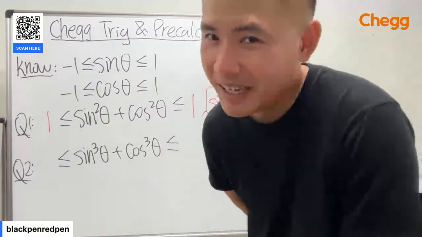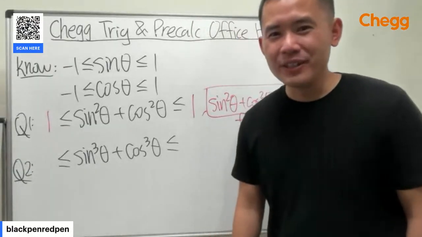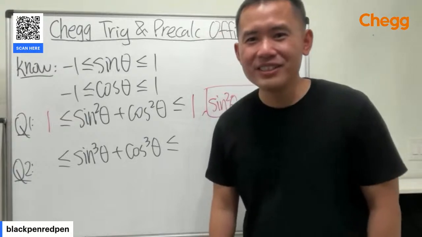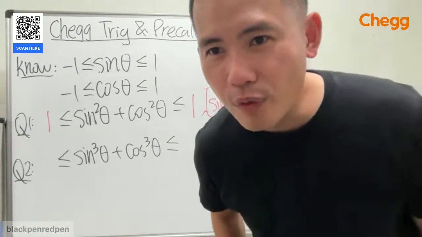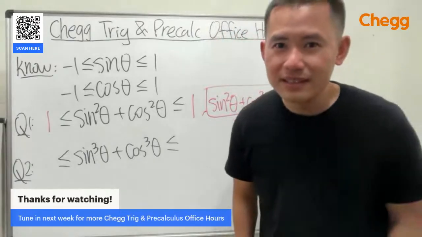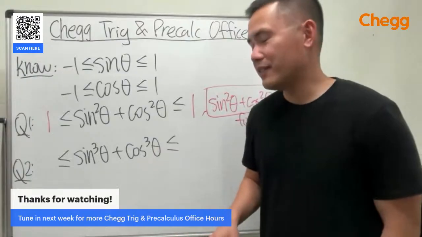Mr. Pen, how am I? I'm doing good. I'm doing good. Thank you for joining us today. Thank you guys so much. And then, please go over verifying trig identities. Okay, yeah, because trig identities are hard, right? So yeah, definitely we can do that.